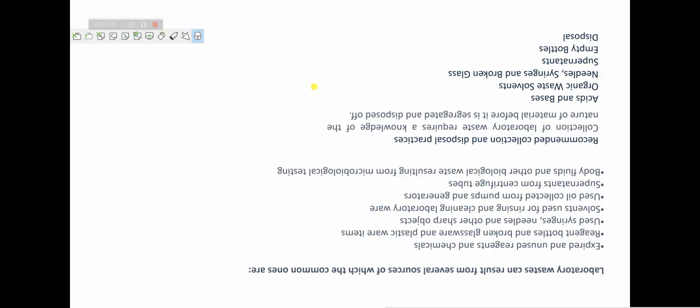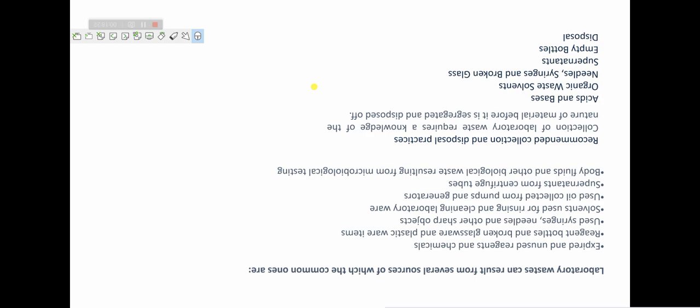And there will be plasticware items also, which is laboratory waste. Then there are used syringes, needles and other sharp objects, and for those there will be a different type of waste container, and then we will put those into that. So now, solvent used for rinsing and cleaning laboratory ware.